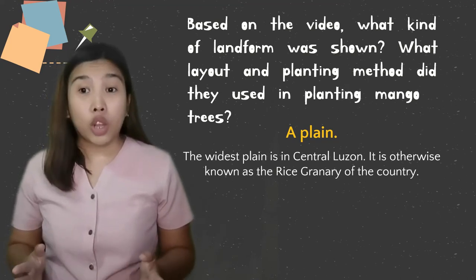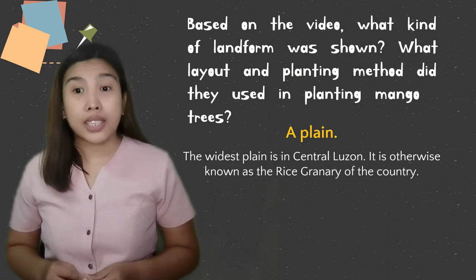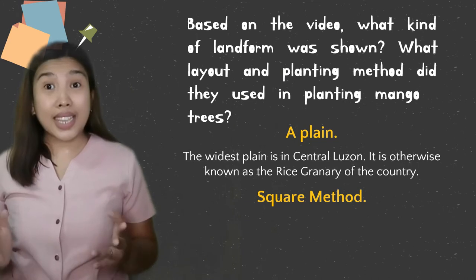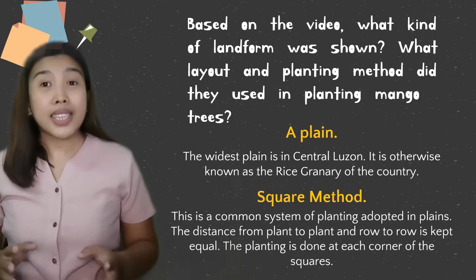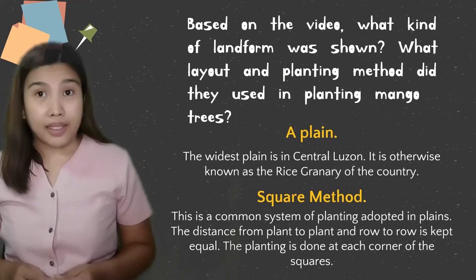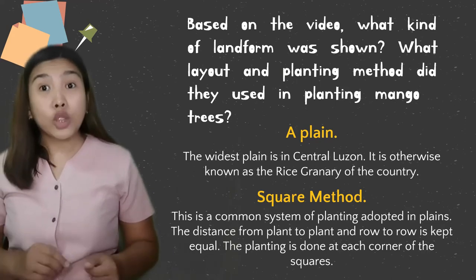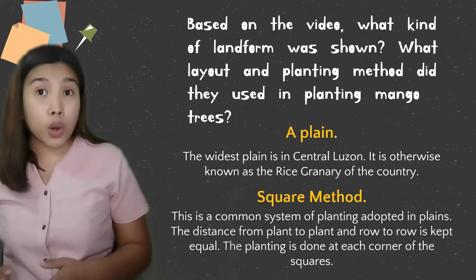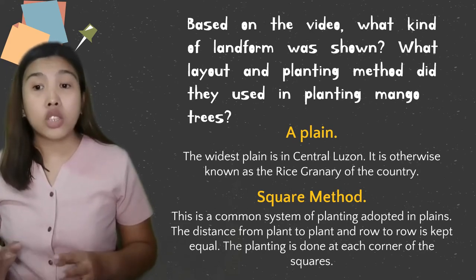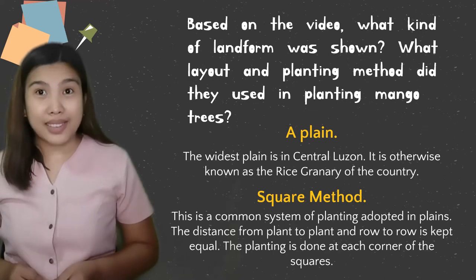How about the method they used in planting mango trees? They use the square method. What is the square method? This is a common system of planting adopted in plains. The distance from plant to plant and row to row is kept equal. The planting is done at each corner of the squares.